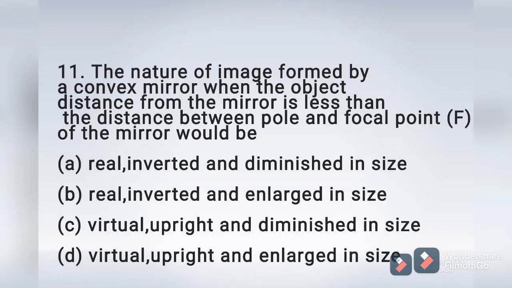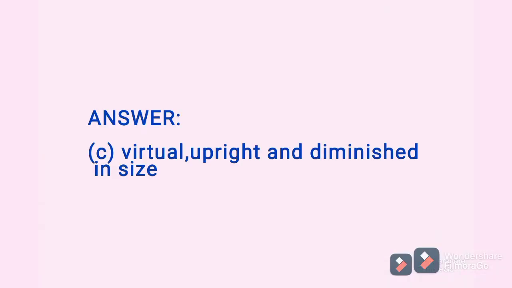11th question. The nature of the image formed by a convex mirror when the object distance from the mirror is less than the distance between pole and focal point of the mirror would be: option A real, inverted and diminished in size, option B real, inverted and enlarged in size, option C virtual, upright and diminished in size, option D virtual, upright and enlarged in size. And the answer is option C, virtual, upright and diminished in size.